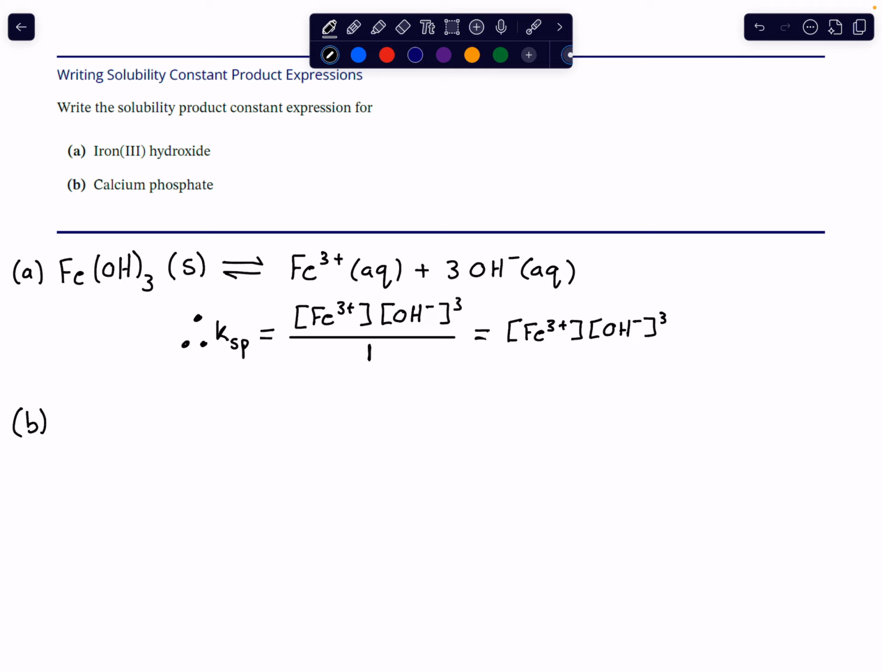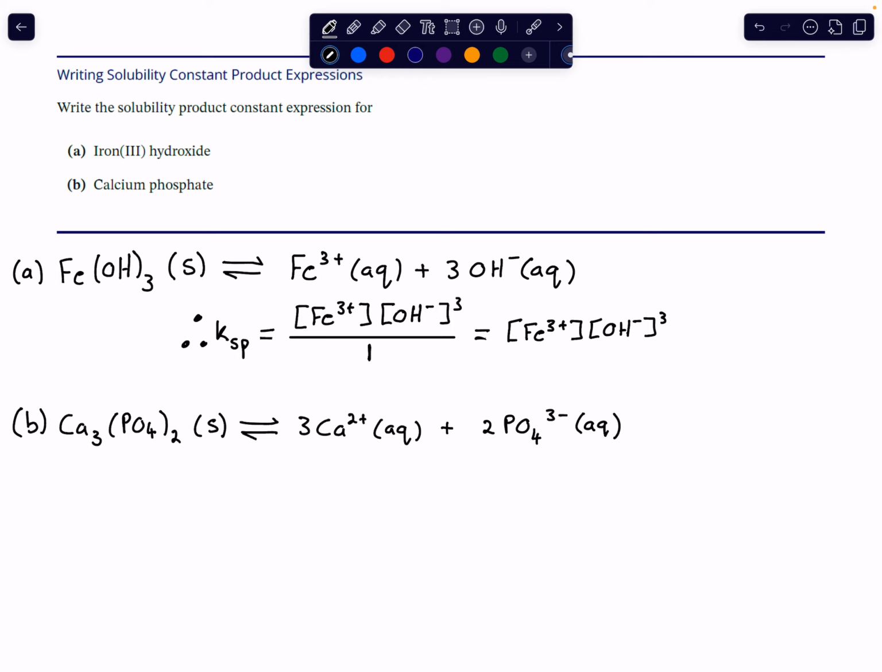It speaks about calcium phosphate. So calcium has a 2 plus charge and phosphate has a 3 minus charge. So that means the species that we are considering here has to be Ca3(PO4)2. That's a solid, and it forms an equilibrium with 3 calcium 2 plus ions plus 2 phosphate 3 minus ions.